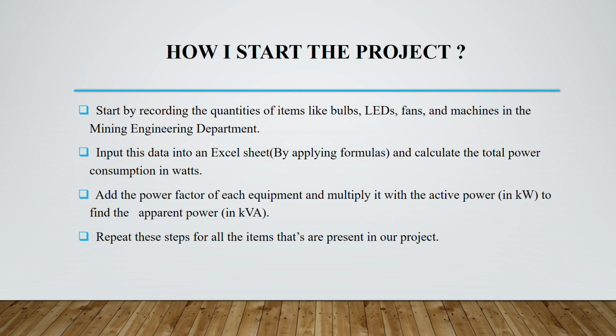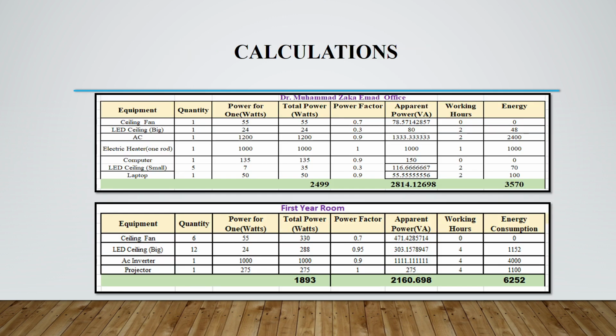I put some screenshots from the report into the PowerPoint. Then I add some headings: equipment, quantity, power for one, total power, power factor, apparent power, working hours, energy. For example, first is the ceiling fan. Quantity 1, power for one fan is 55. Then multiplying the quantity by the power for one, we find total power. Then dividing total power by the power factor, we find apparent power. Then apparent power times the working hours gives the energy consumption. The same applies to every other row.